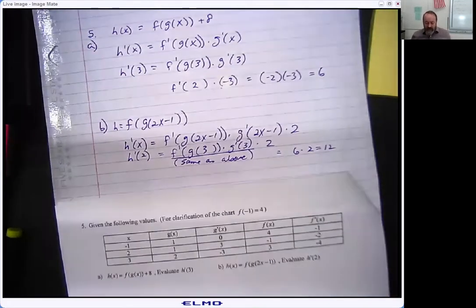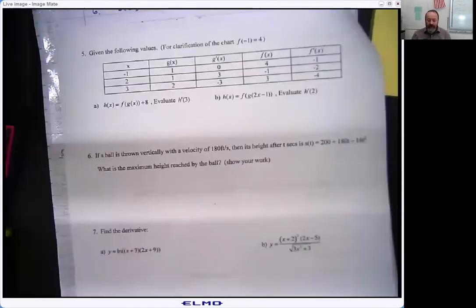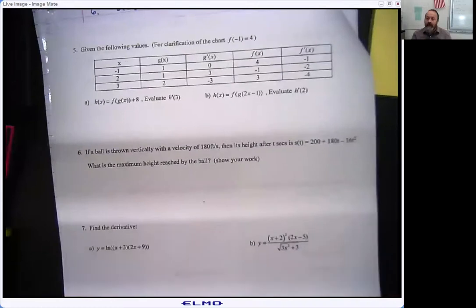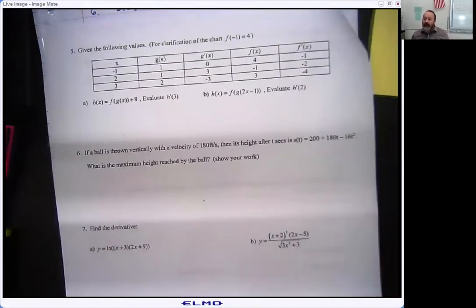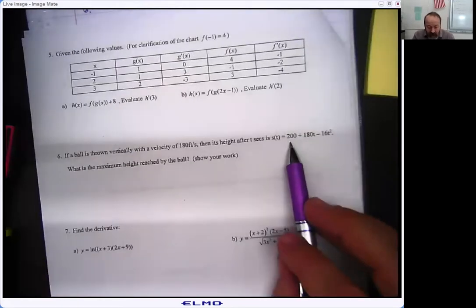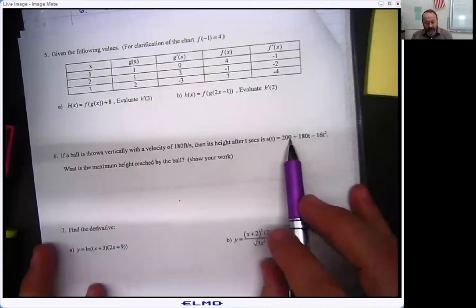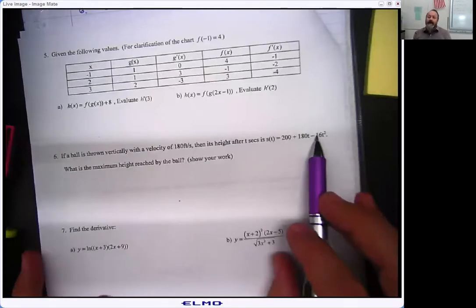Now question 6 is kind of an interesting one because it feels like a little bit of a blast from the past. We've got a ball that was thrown vertically with a velocity of 180 from a height of 200. I guess it actually doesn't say a height of 200 feet off the ground, but I can tell you that's what it is because that's my constant term and that comes from gravity. What is the maximum height reached by the ball?